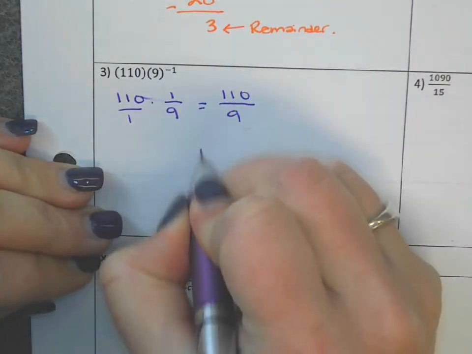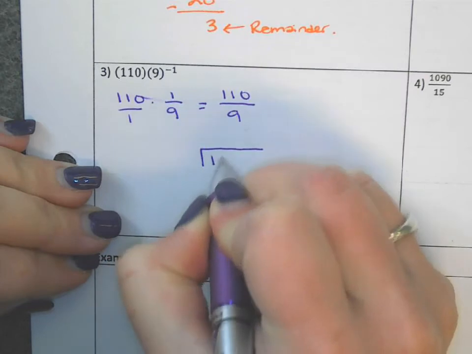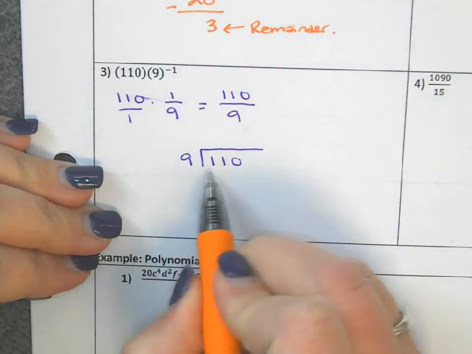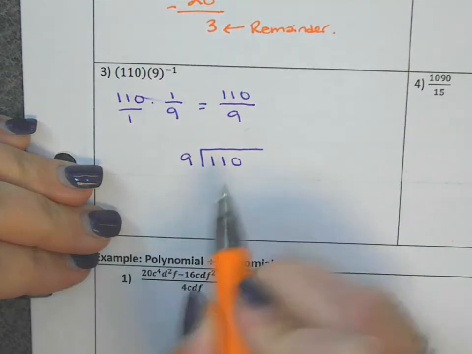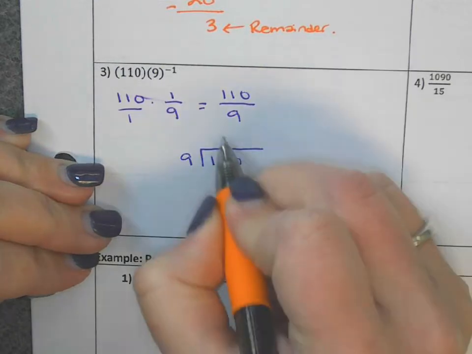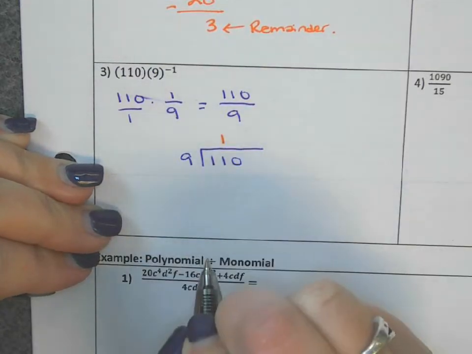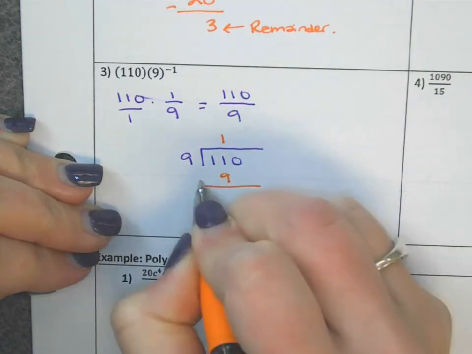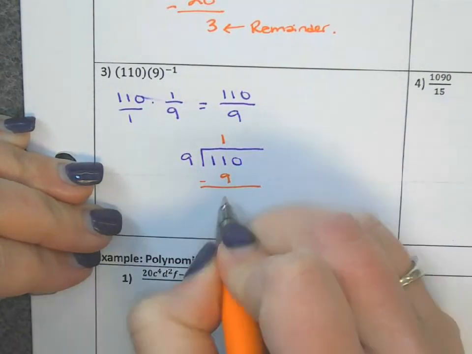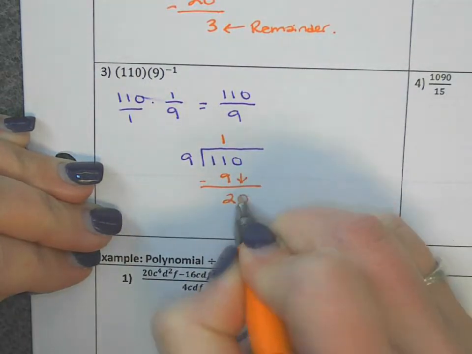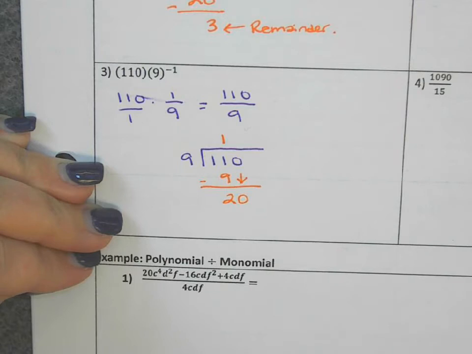So I'm going to do this problem. 110 divided by 9. Can 9 go into 1? No. Can 9 go into 11? How many times? 1 time. 1 times 9 is 9. Subtract. 11 minus 9 is 2. It's not going to be able to go into 2, so you're going to have to bring down that next one. How many times does 9 go into 20?